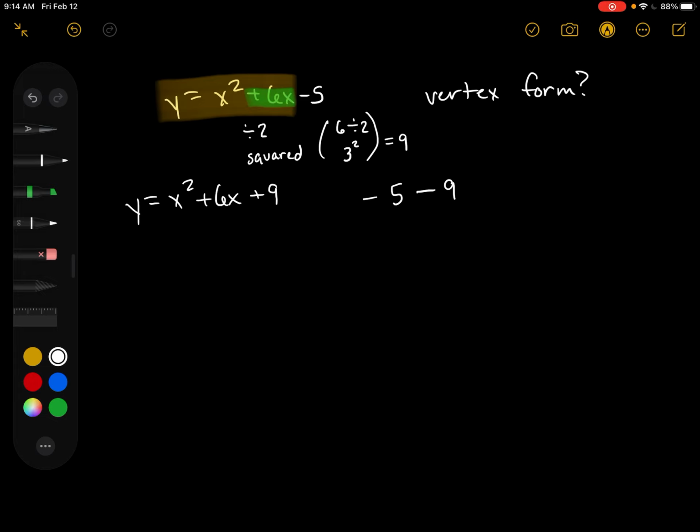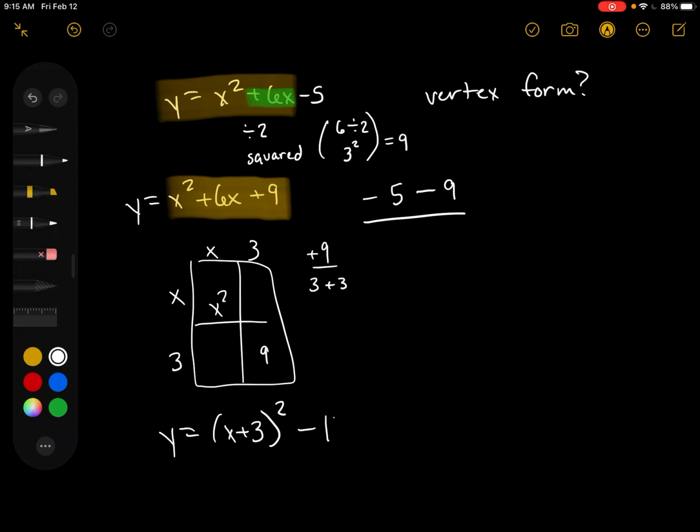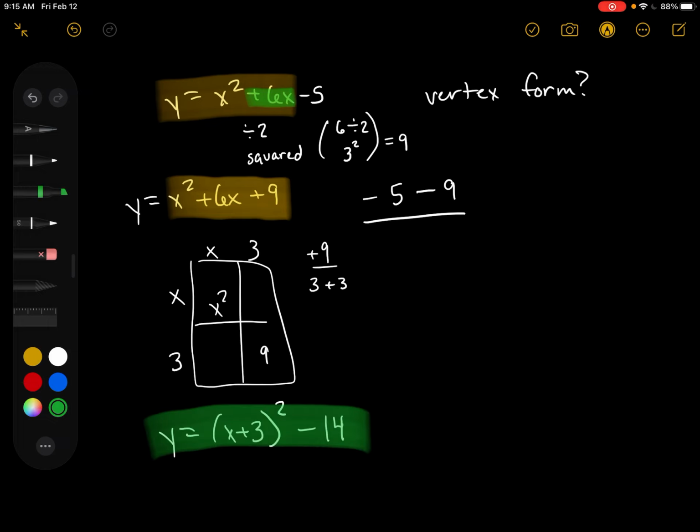And that's a pretty weird step. So we just added and subtracted 9 on the same side of our equation. But that's how we do this for vertex form. The reason why is because now that we're in this situation, we have something that we can factor. So we can take this now, put it into our box. We can use our 3 and 3 because we have positive 9. And we're actually going to get y equals x plus 3 times x plus 3, or x plus 3 squared, and then now we can put together minus 5 and minus 9 to get minus 14. So we have actually just put this equation into vertex form.